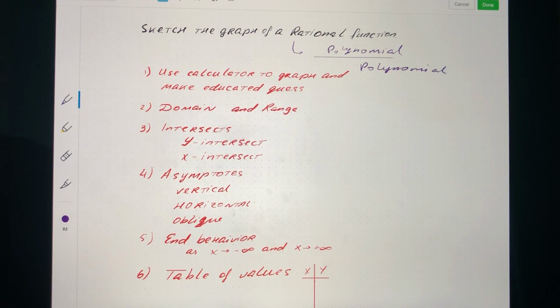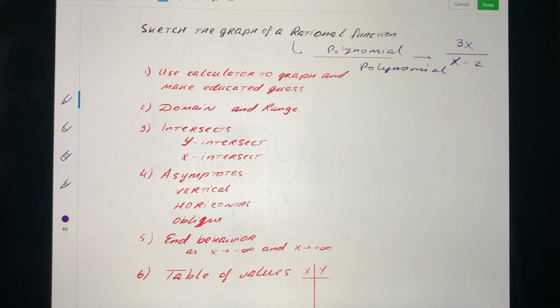So here, for example, we could have 3x divided by x minus 2. Both the top and the bottom are polynomials. They're both linear functions. So this could be an example of what we might have to sketch, and we will do this same example at the end of this video. The process that we use to sketch the graph is different.